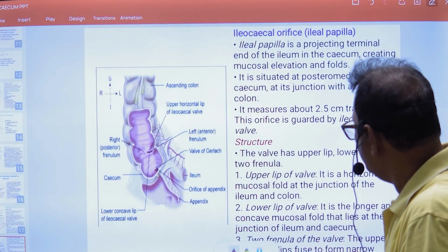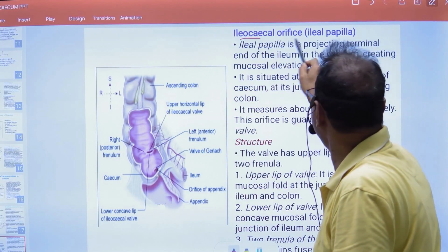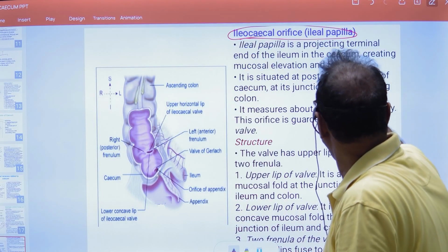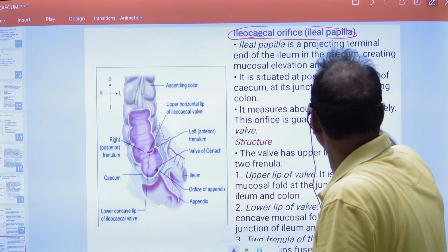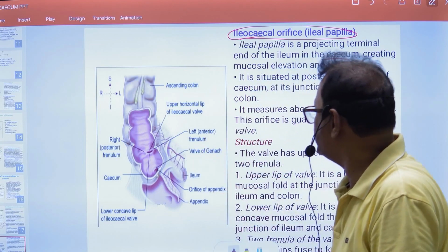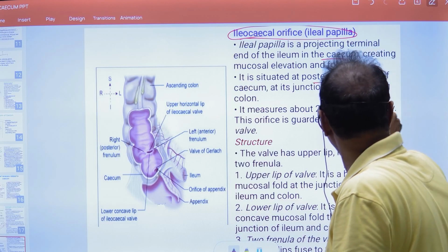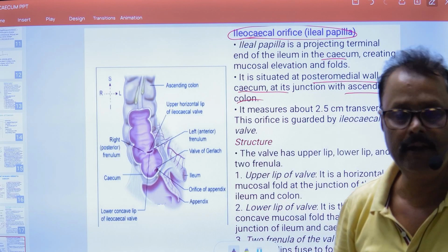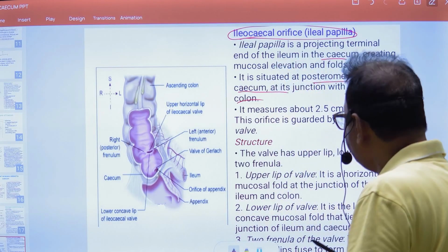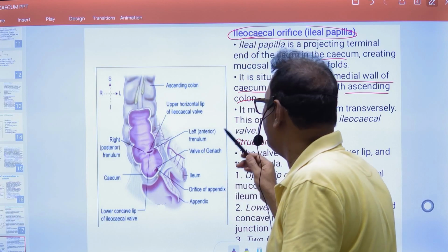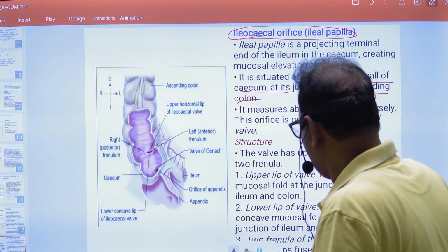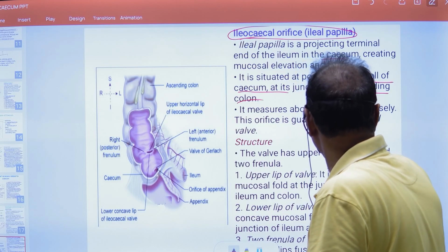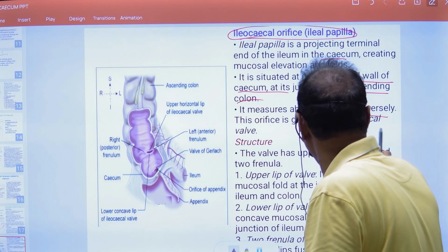Now we have two recesses. One is the ileocecal recess, the other one is the appendicular recess. The ileocecal recess is the projecting terminal end of the ileum into the cecum. It is situated in the posteromedial wall of the cecum at the junction between the ascending colon and the cecum. At that junction, we have the opening of the ileum. This measures 2.5 centimeters transversely, and this orifice is guarded by the ileocecal valve.